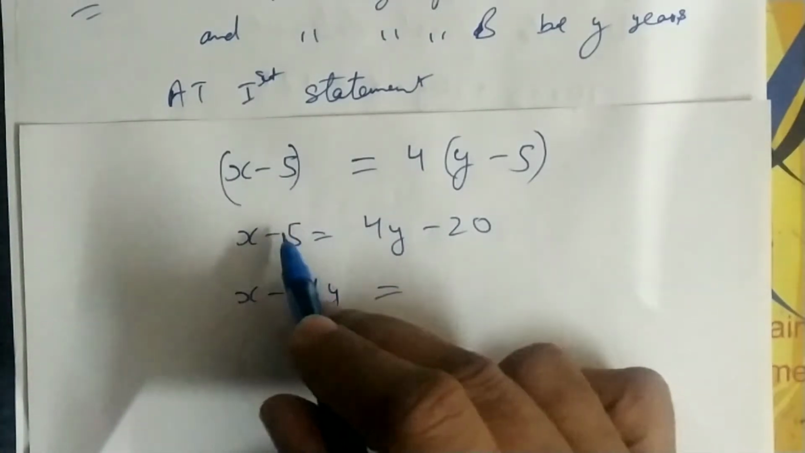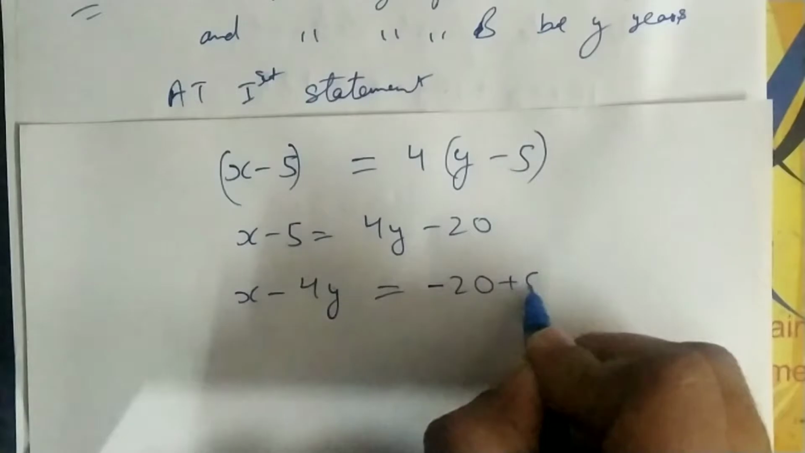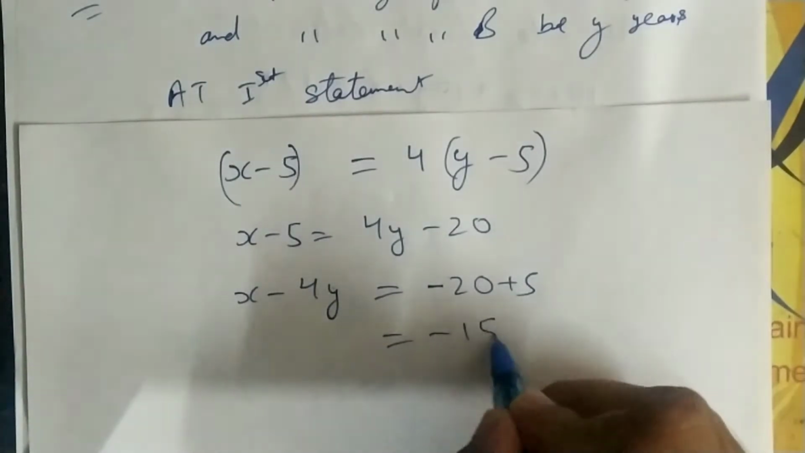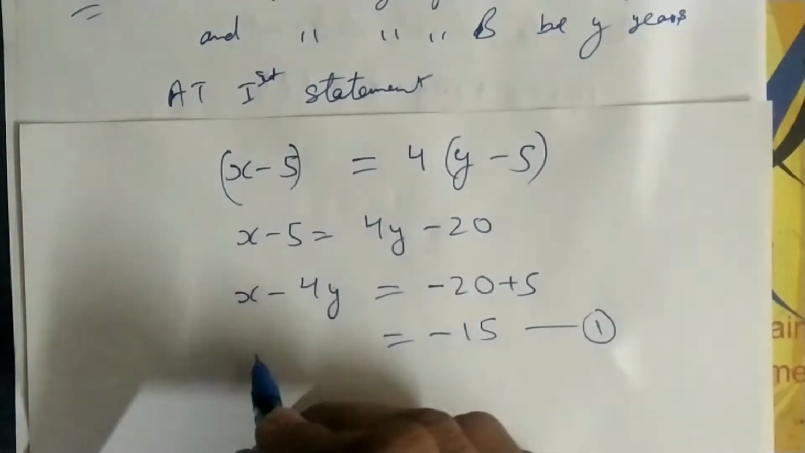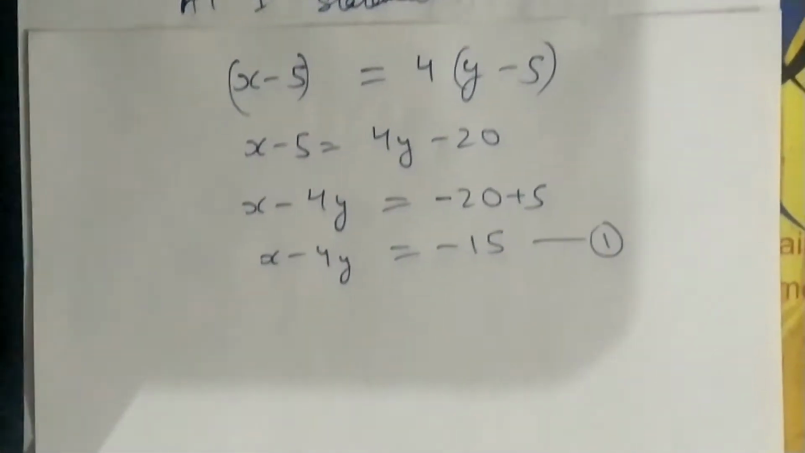So this will become minus 20 plus 5, which is equal to minus 15. So this is your first equation.